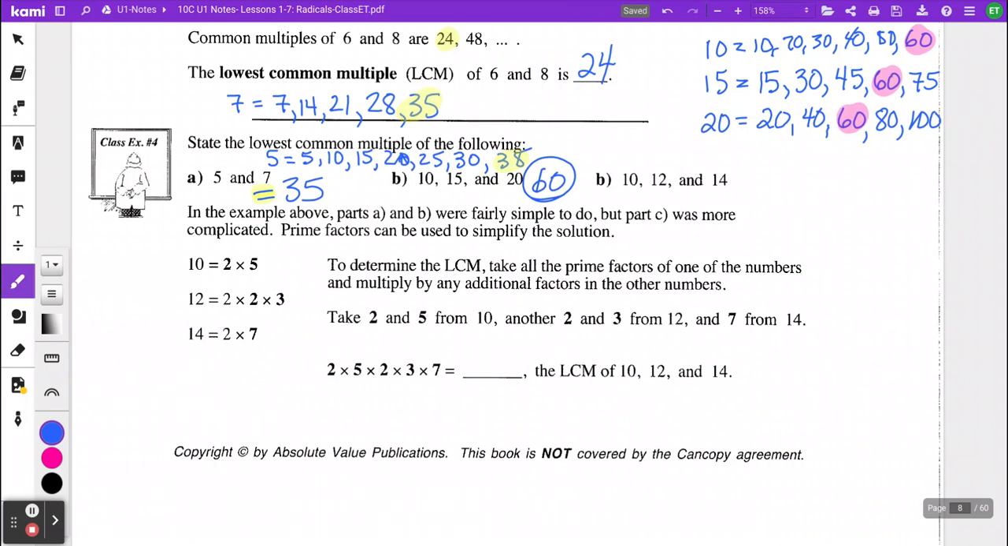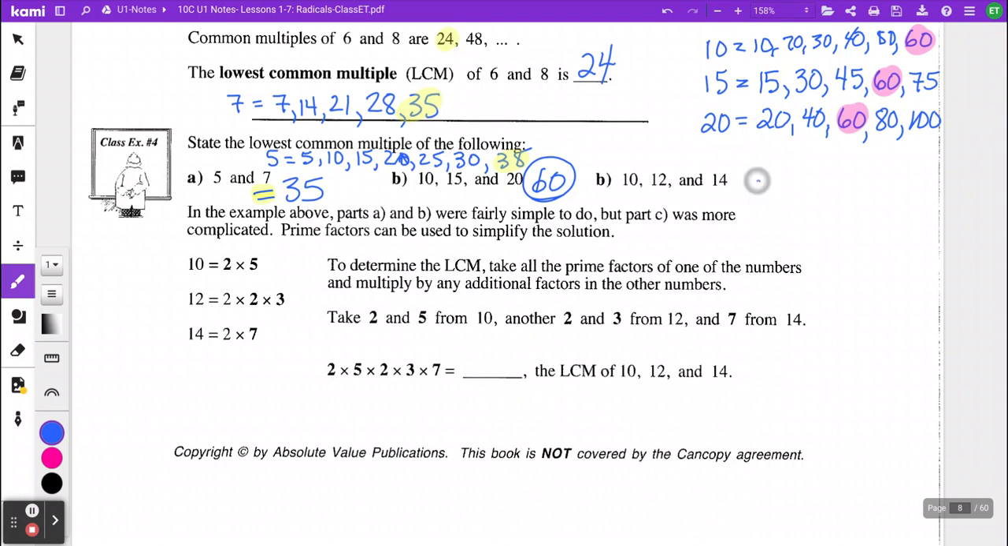Now I've got the numbers 10, 12, and 14. They're all even numbers. Does that change things? No, we're still going to do the same process. Now, what's another way to create multiples? Another way to create multiples instead of skip counting is to times by 1, times by 2, times by 3, times by 4. And you're multiplying the original number each time.